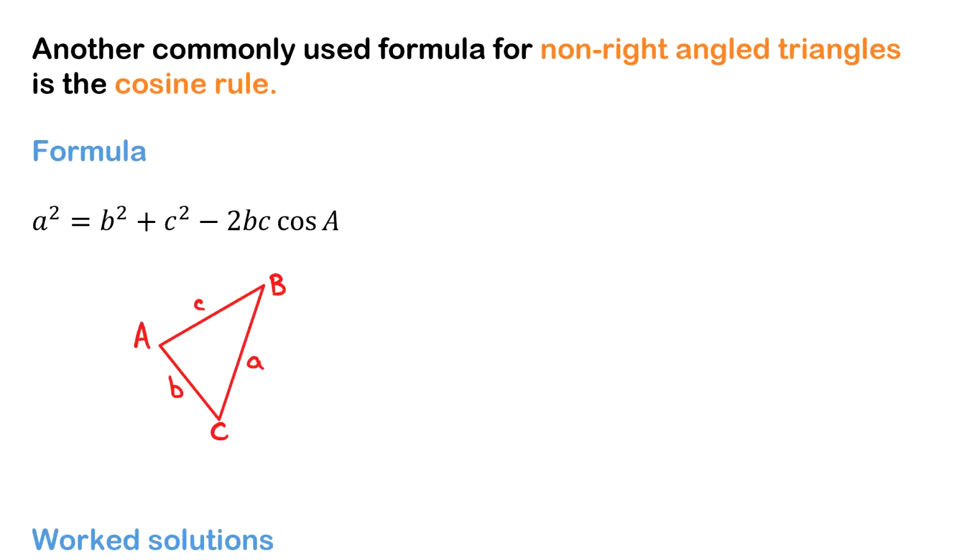You'll notice that in our triangle down the bottom, our capital A is our angle here, and straight across from it is our lowercase a. And if you notice, that's the same for all the angles there. So the same way we label for our sine rule, we label for the cosine rule.